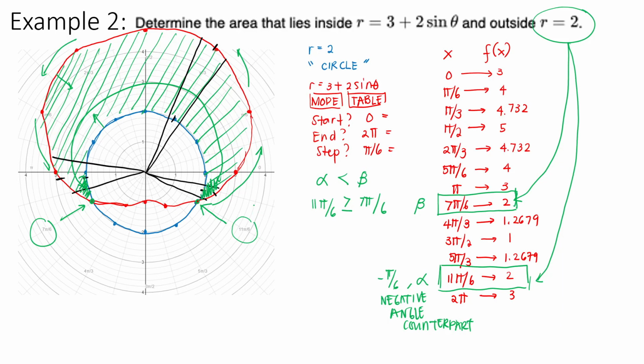Okay, if this is 11 pi over 6, that is rotated counterclockwise. If you rotate this one in a clockwise motion, this is negative pi over 6. That's the negative counterpart of that angle. So instead of 11 pi over 6, we're going to use negative pi over 6, which is lesser than 7 pi over 6. So we now have met the condition that alpha should be lesser than your beta.